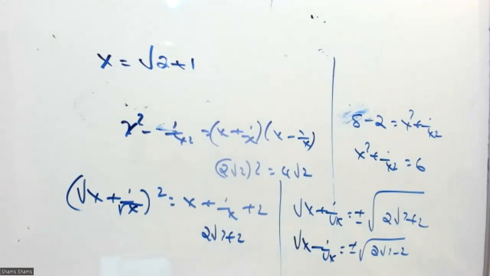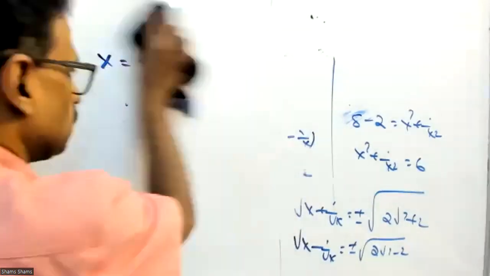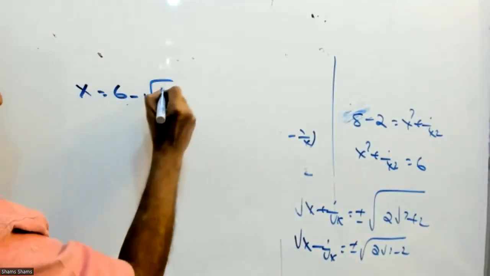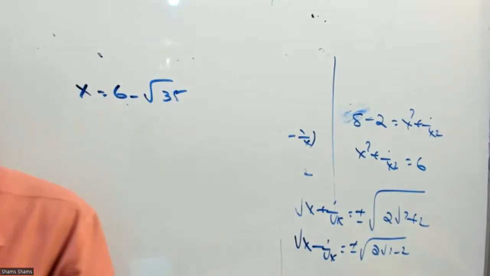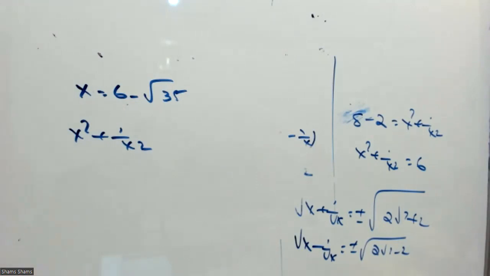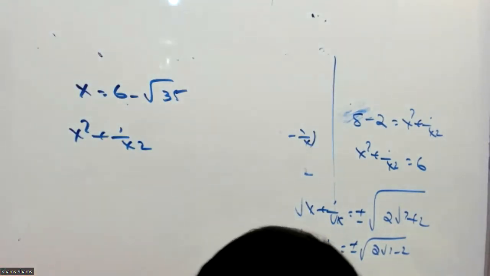Okay. Write it down. x equals 6 minus root of 35. x equals 6 minus root of 35. Find x square plus 1 by x square. So to find x square plus 1 by x square, what do you have to find out first? 1 by x. Okay. Only to find x square plus 1 by x square.